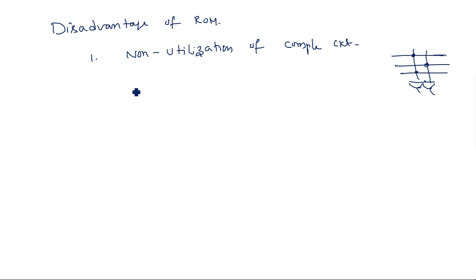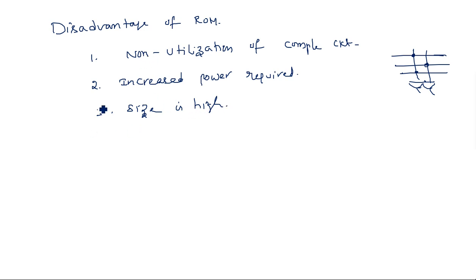So that's non-utilization of complete circuit. The second point is increased power requirement. Unnecessarily we are using more power. So the increased power requirement is because of this first point only. The second point has the first point as its reason. Third, enormous increase in size with increase in the number of input variables, making it impractical. Size is also high. This is the advantages and disadvantages of the ROM.